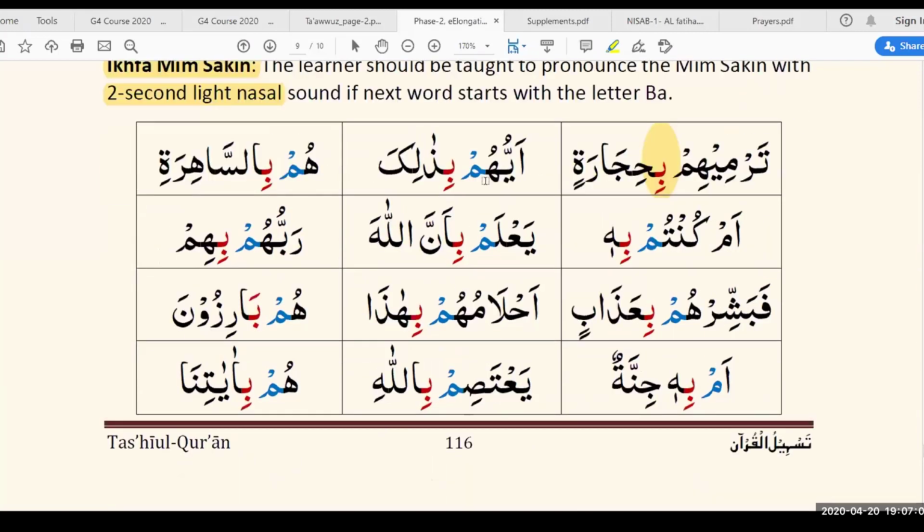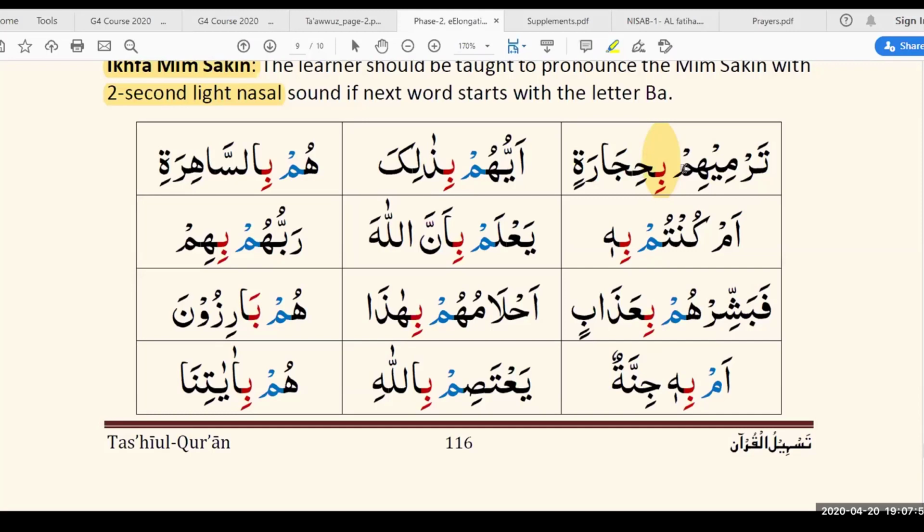This is also another example. I'm going to do the next two as well. أيهم بذلك هم بالساهرة. So you can see that when there is a ba in the new word, preceded by a meme with a sukoon, then that meme with a sukoon you will say with a light 2-second nasal sound. So this is one part of the ikhfa.